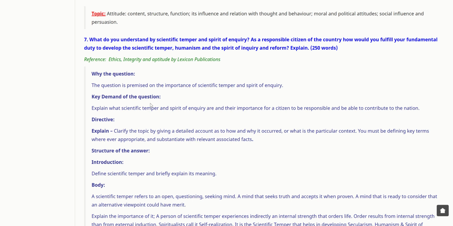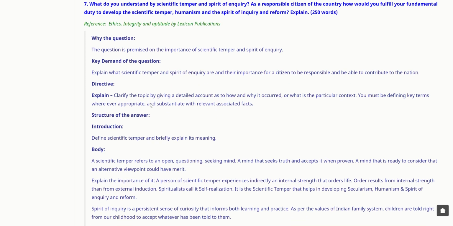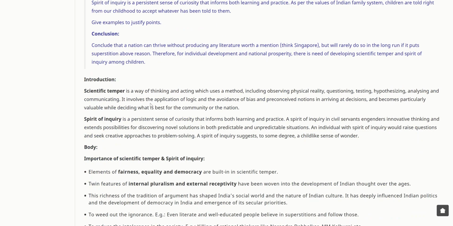Let's move on to the next topic, the attitude: content, structure, function, and these kinds of moral and political attitudes. What do you understand by scientific temper and spirit of inquiry? As a responsible citizen of the country, how would you fulfill your fundamental duty to develop the scientific temper, humanism, and spirit of inquiry and reform?